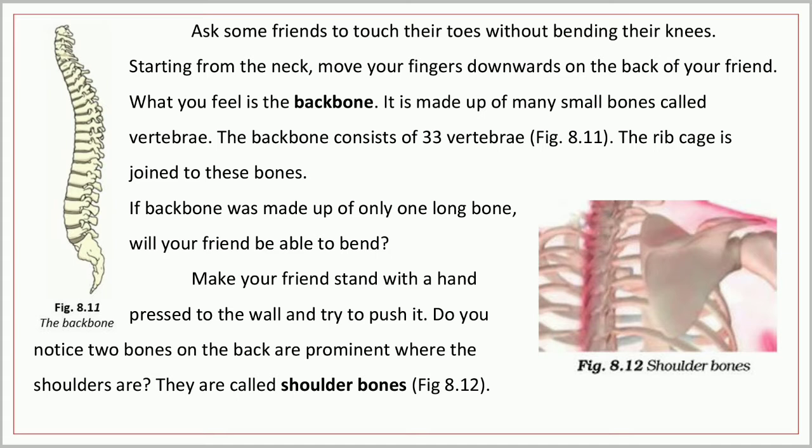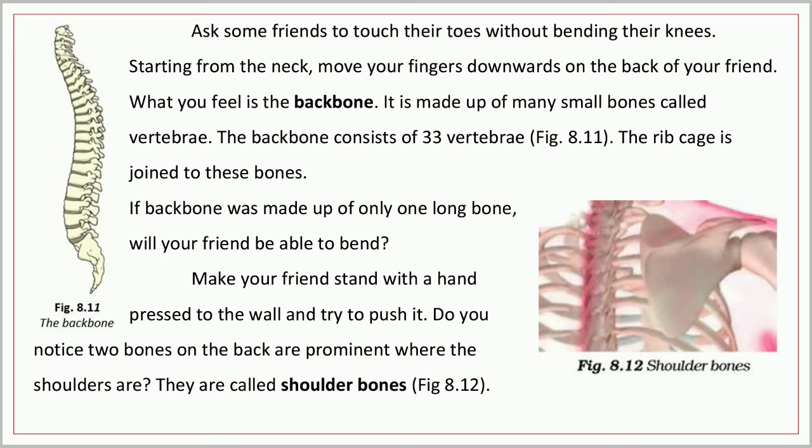Students, please see figure 8.11. The rib cage is joined to these bones. If the backbone was made up of only one long bone, would your friend be able to bend? Yes, students, our backbone consists of 33 vertebrae, and that's why we are able to bend or twist a little bit. But if instead of 33 vertebrae there was only a single bone, then we would not be able to bend slightly.